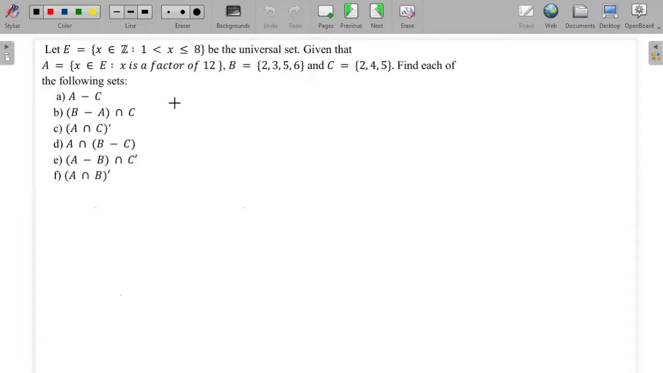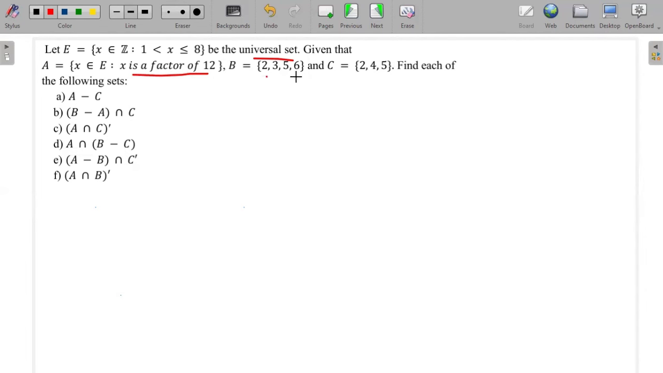So this question says let E be equal to, so you can see the set that I've given us here now is in set builder notation form, right? It's in descriptive form. So they're saying let E be a set of all x's such that x is an integer and this x is between 1 and 8, and the 8 is actually included, and whatever this represents should be the universal set. Given that A is such that x is a member of the universal set, and x is a factor of 12.